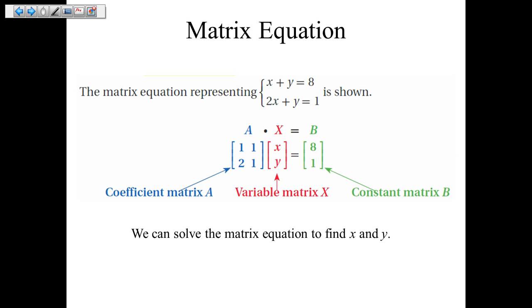Our second matrix is our variable matrix, and it always has x in the first row, y in the second row. If this were a 3 by 3, which we're not going to mess with right now, it would be x, y, and z, all in one column. Now, those two matrices multiplied together equals another 2 by 1 matrix that we call our constant matrix, which is literally just the constants from the other side of the system of equations. Now, we can use this matrix equation to solve for x and y.